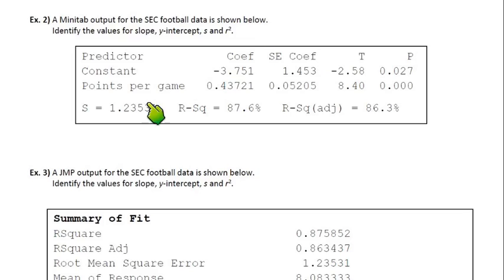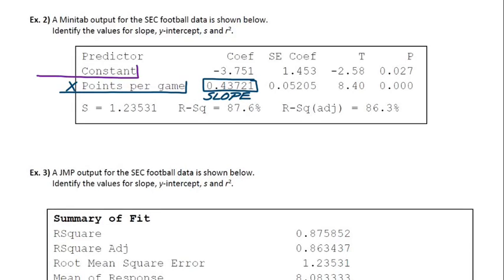Okay, so here's some software output for the SEC example from the previous page. It says identify the values for slope, y-intercept, S, and R squared. So in the SEC example, points per game was on the x-axis. So if we align the points per game row here with its coefficient, the coefficient on the x value is always the slope. So our slope would be 0.43721, this value. And then the constant term is always the y-intercept, so our y-intercept then would be negative 3.751.